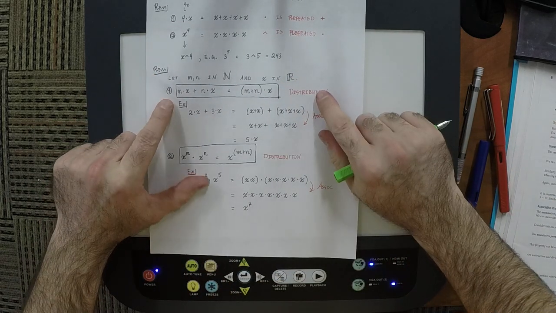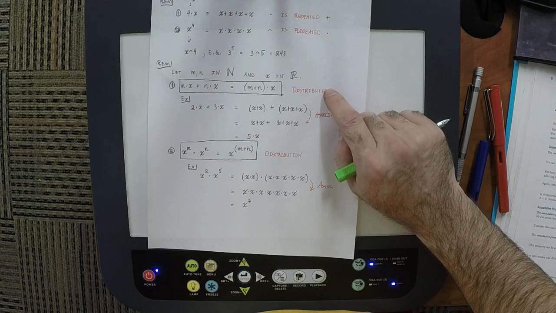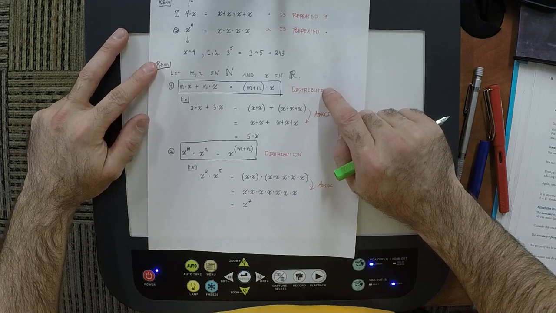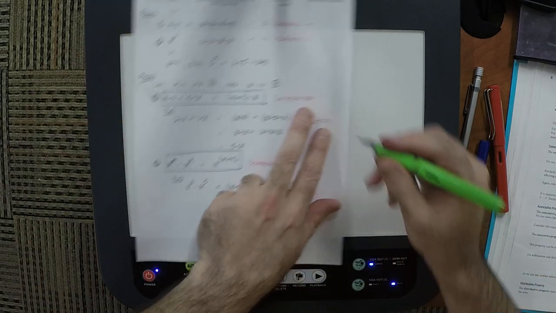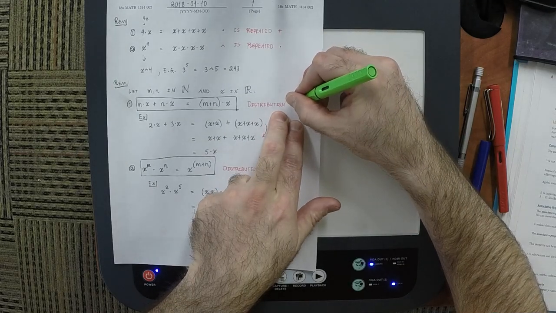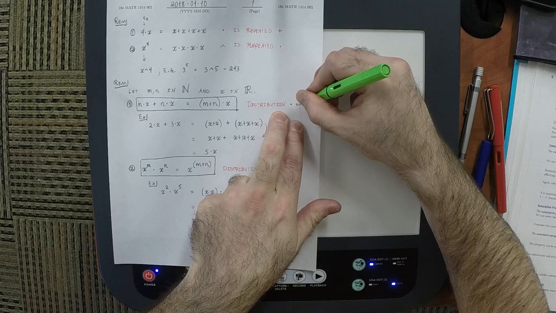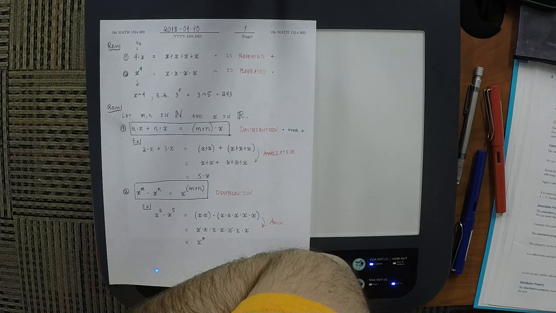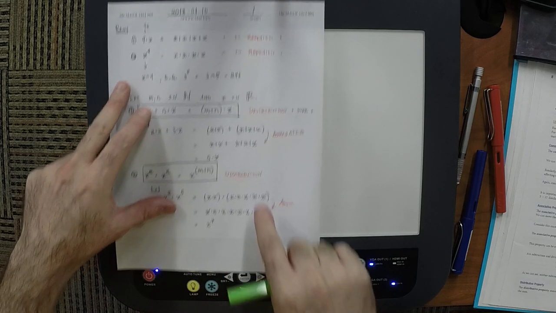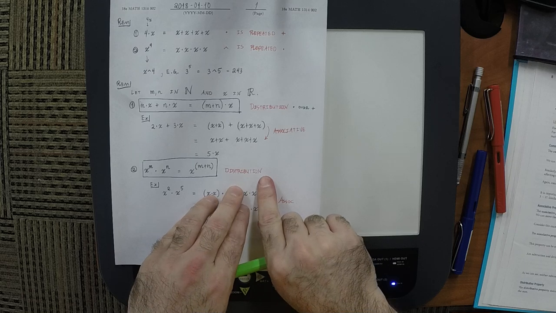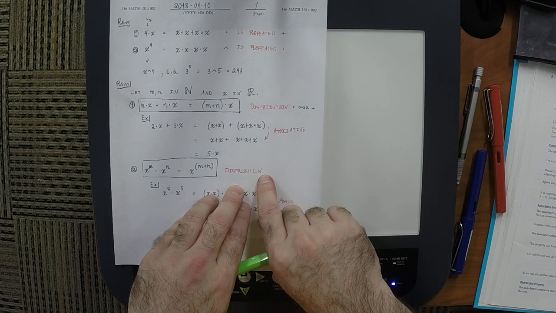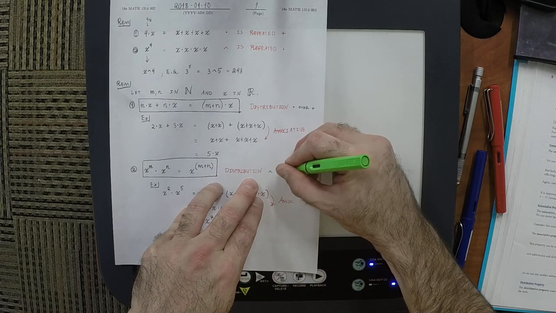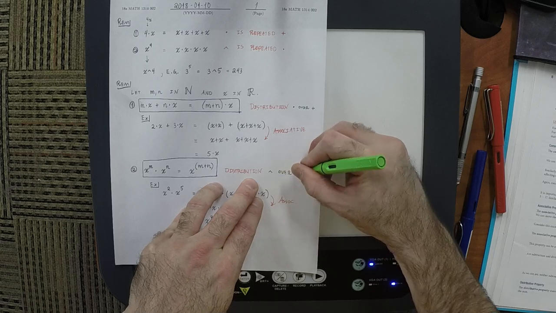And in this one, in this distribution, what operations are happening? Right. Addition and multiplication. So this is the distribution of multiplication over addition. That's what it is. What is this one? This is the distribution of what? Mm-hmm. Exponentiation over multiplication.